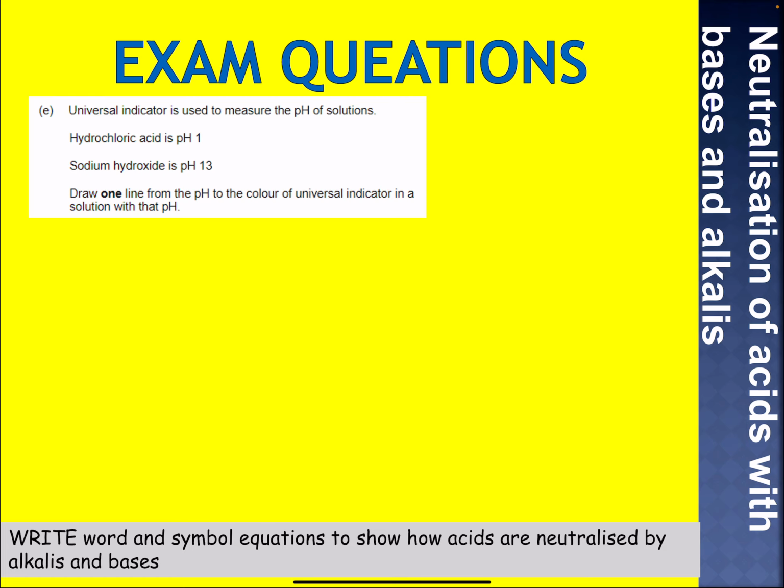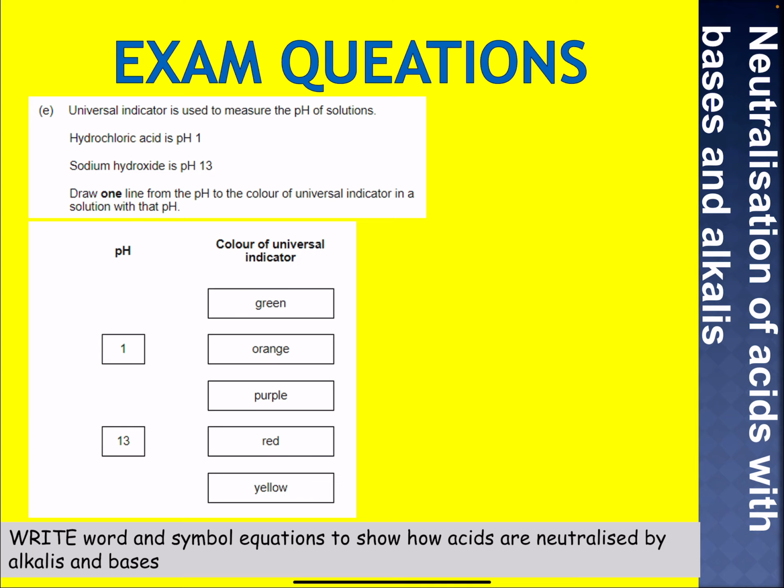Universal indicator is used to measure the pH of solutions. Hydrochloric acid is pH 1, sodium hydroxide is pH 13. Draw one line from the pH to the colour of universal indicator in a solution with that pH. So pH 1 and pH 13. Right, let's have a look. Red and purple. 2 marks. And that's the end of this.